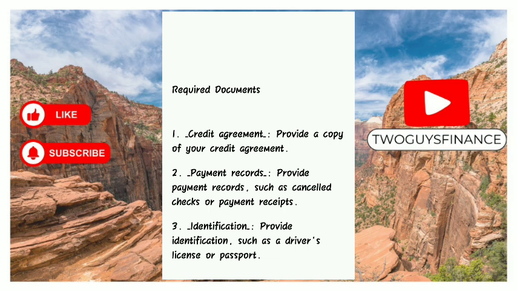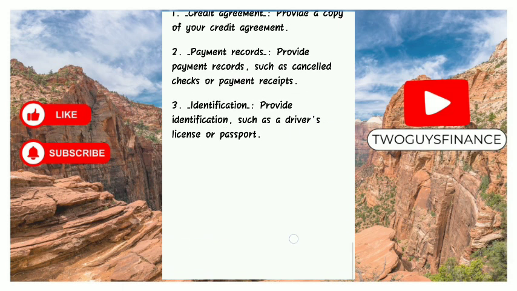Now the required documents that you are going to need: you need to provide a copy of your credit agreement. You're also going to need payment records, as well as a means of identification such as a driver's license or a passport.